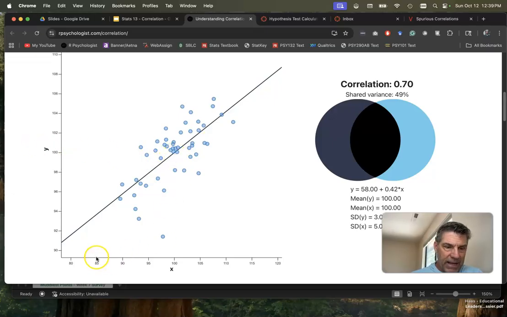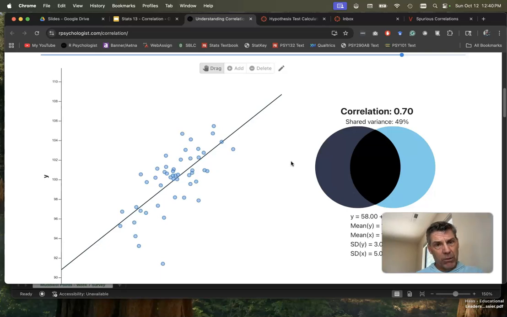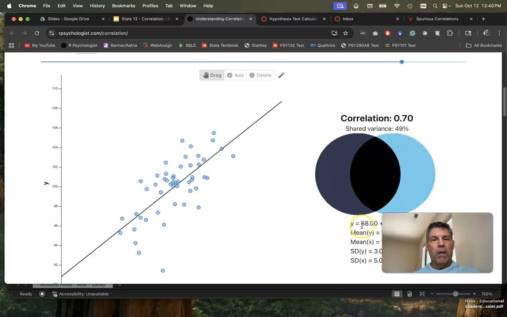So again, if I had an 85 on X, I could just go up to the line and say, oh, they'll probably have about a 94 on Y. And so on. And you just plug the number into the calculation. So what it's going to do is say, this is our best prediction. Now, one thing to know is that that's the advantage of the regression, it just simply gives you that formula. We can calculate this formula from our correlation.